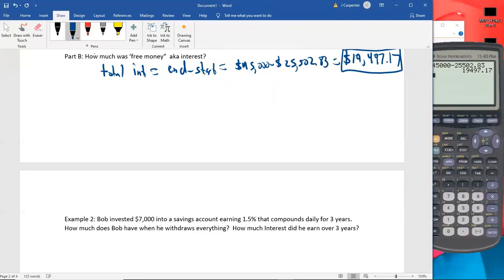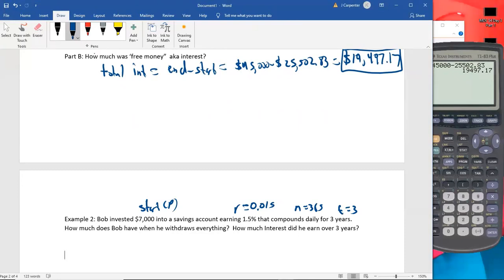So this 7,000, that's how much he invested. So that's the start. That's the P. 1.5 is the R, if that decimal goes left twice, is 0.015. It compounds daily, so that means the N is 365. And then 3 years, that means the T is 3. So our starting value is 7 grand, our interest rate, our compounding interval per year, and our time are all laid out.